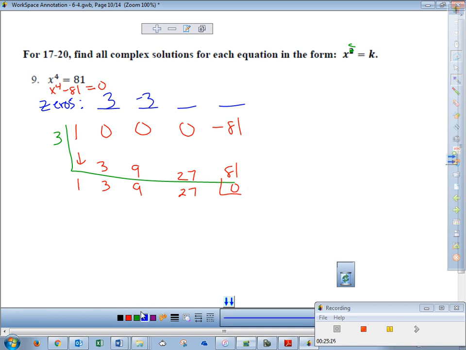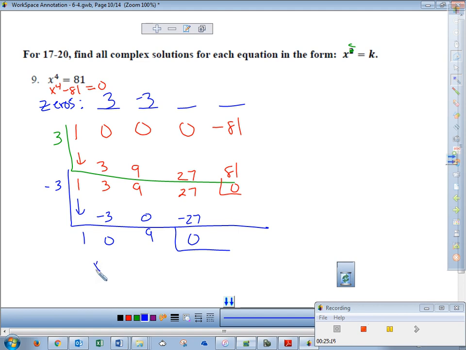So, synthetically divide by the negative 3. 1, negative 3, 0, 0, 9, negative 27, 0. x squared plus 9 equals 0. X squared equals negative 9. X equals plus or minus 3i. 3i, negative 3i. And that's all they wanted. They just wanted all the zeros.